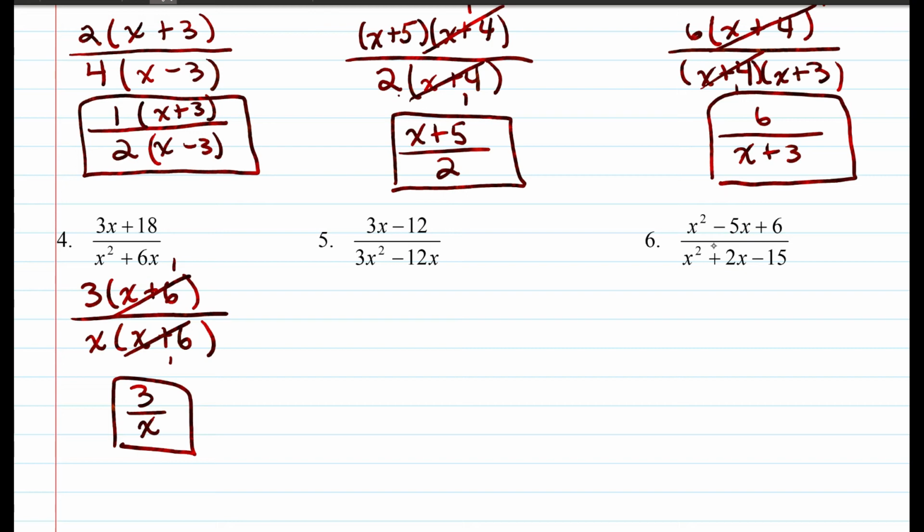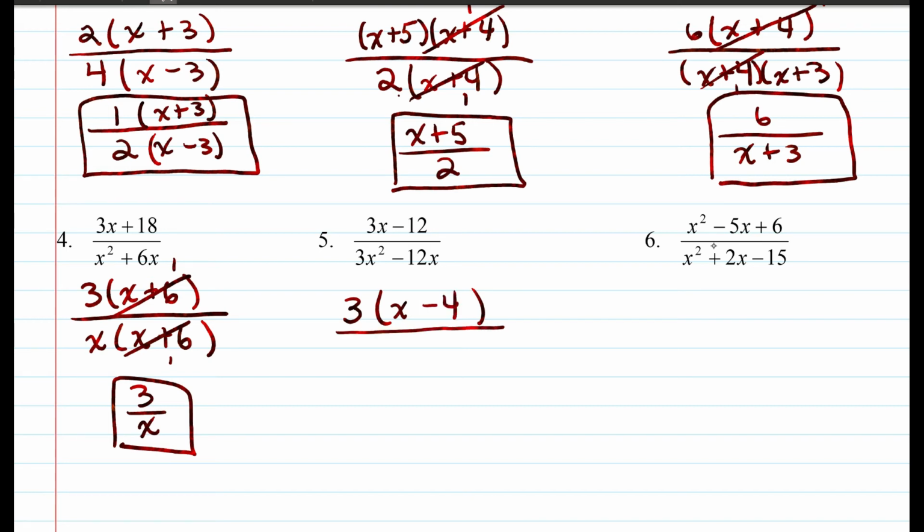Alright, in the next example, we have 3x minus 12 over 3x squared minus 12x. We always want to look for a GCF first and foremost. The GCF of 3x and 12 is 3. They both have a 3 in common. Not the x, right? Because they don't have the x in common. Only one term has an x. So 3 goes into 3x, x times. 3 goes into negative 12, negative 4 times.